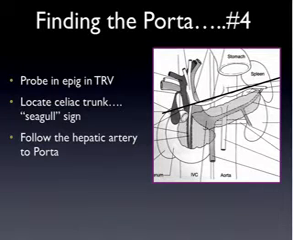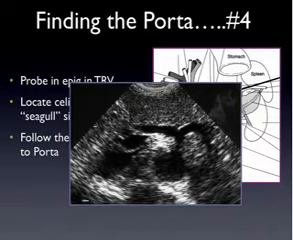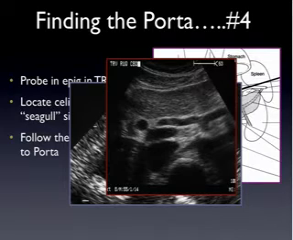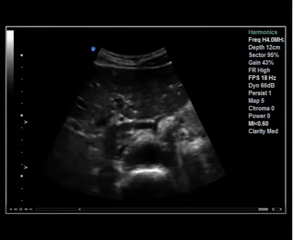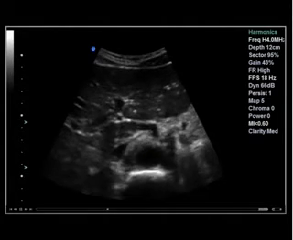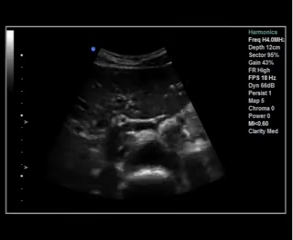Great, so the next approach, number 4. This is to place the probe in the epigastrium in a transverse plane and looking for the celiac trunk, or the seagull sign. As you recall, the celiac trunk sends a branch, which is the splenic artery, and then a branch, which is the hepatic artery. We can follow that all the way over until it forms its component of the porta hepatis. And what you end up seeing here in slow motion is the celiac, and then we watch this vessel right through here forming its component of the porta hepatis.